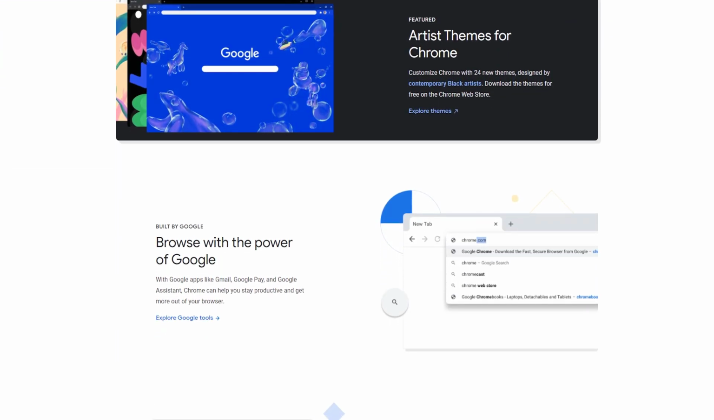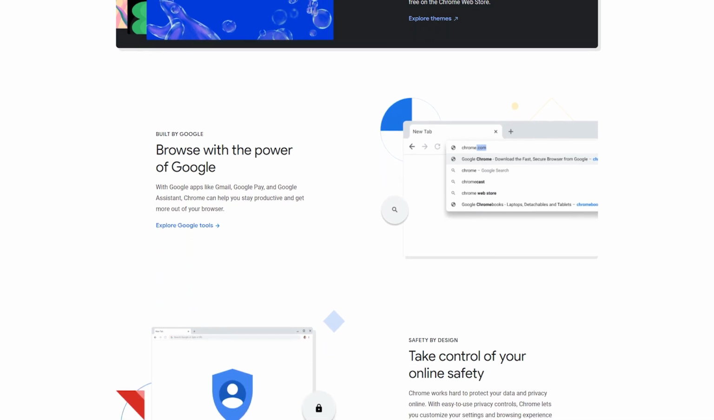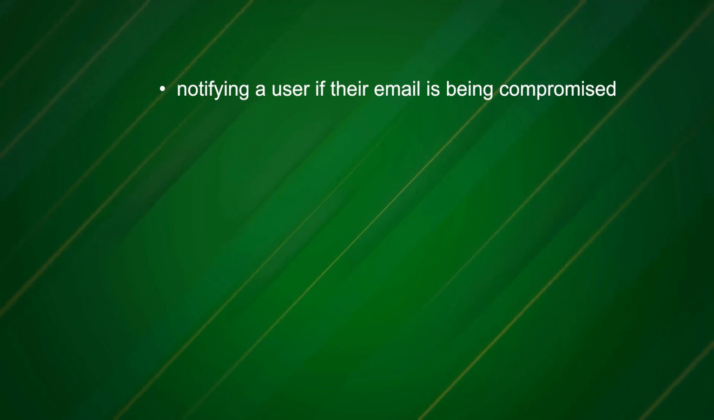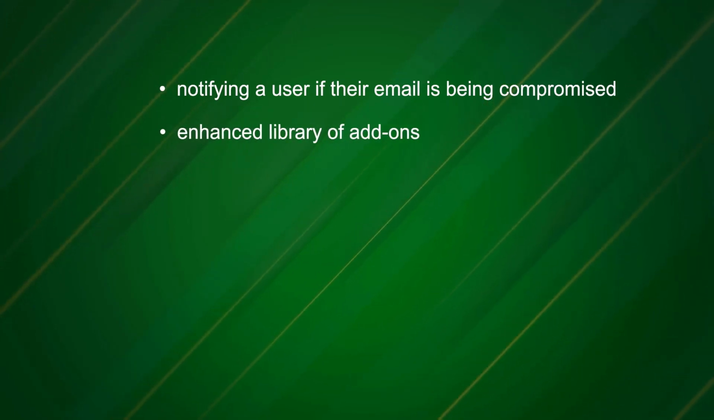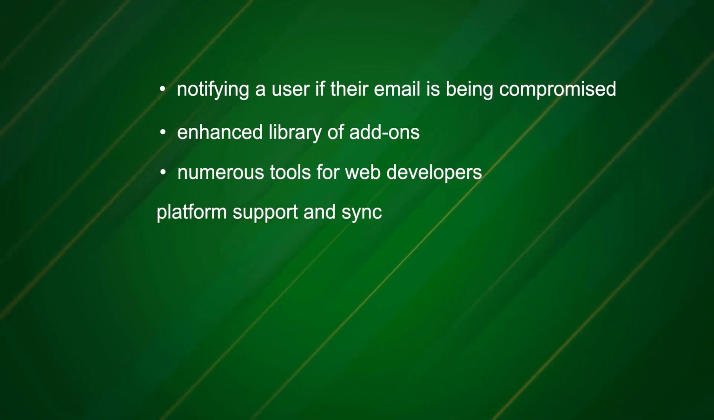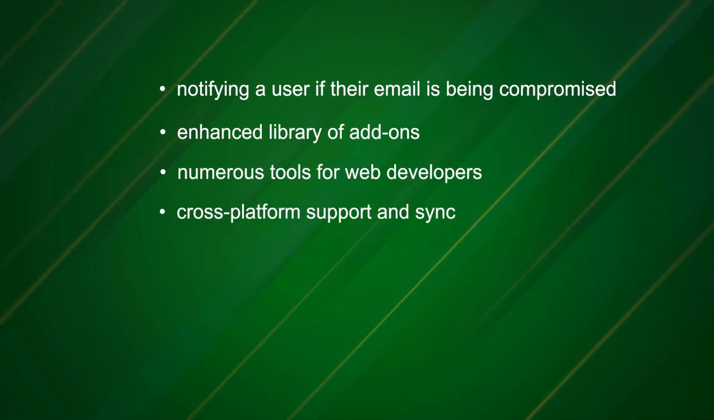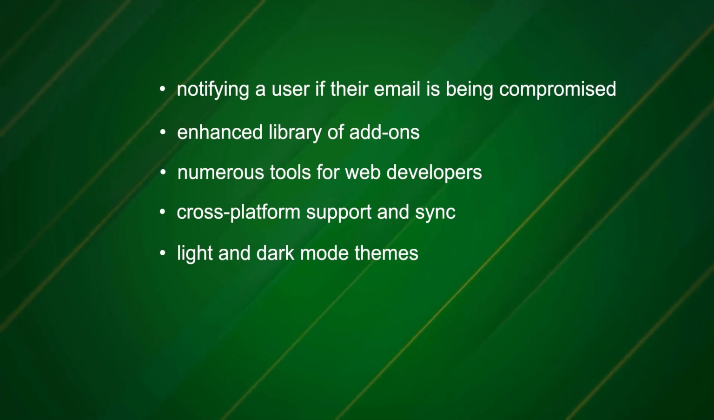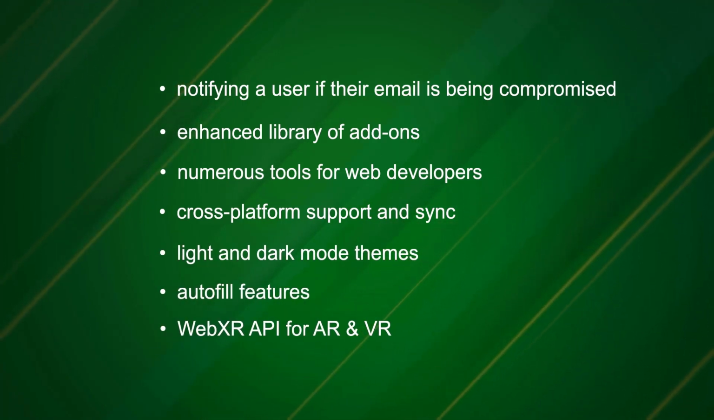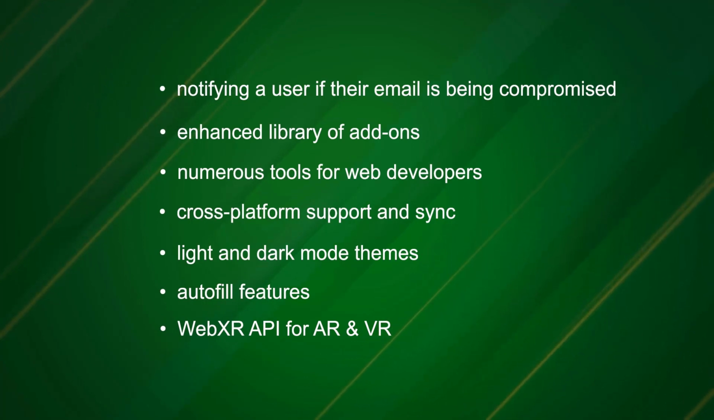The release of Chrome 79 offers another list of advanced features like notifying a user if their email is being compromised, an enhanced library of add-ons, numerous tools for web developers, cross-platform support and sync, light and dark mode themes, autofill features, WebXR API for augmented reality and virtual reality.